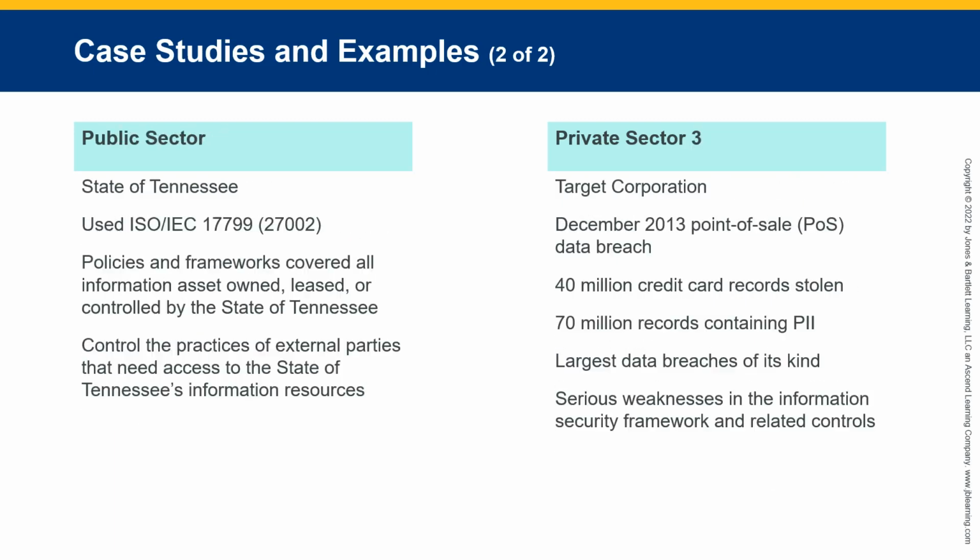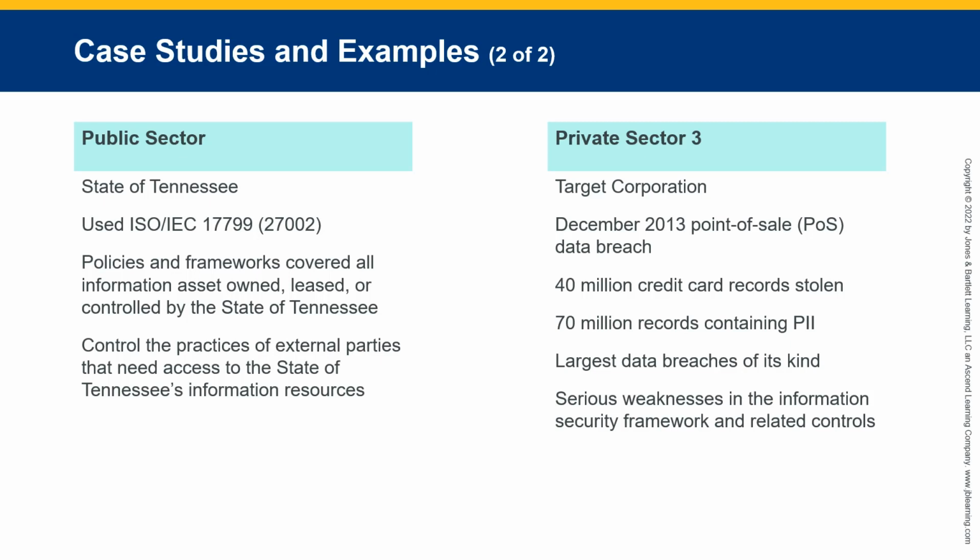Case studies and examples, page 2. Public sector, State of Tennessee, for example, used ISO/IEC 17799, then in parentheses 27002. The policies and frameworks covered all information assets owned, leased, or controlled by the State of Tennessee, and the practices of external parties that need access to the State of Tennessee's information resources.